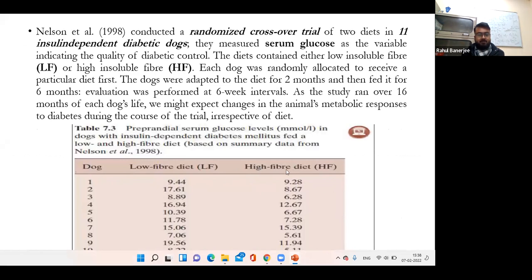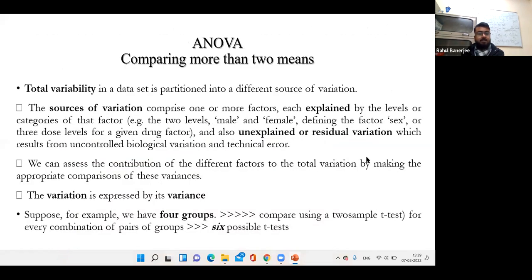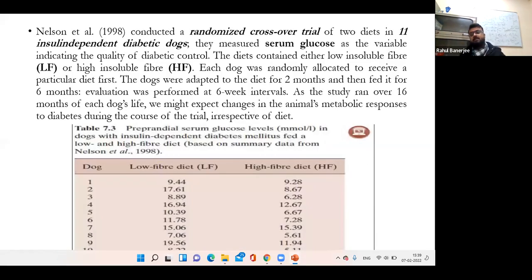a low fiber diet and a high fiber diet. For each of these 11 dogs, they gave 2 diets and then measured the serum glucose levels with insulin independent diabetes mellitus. First, they gave a low fiber diet and measured, then they gave a high fiber diet and measured. So you see here, the subjects are the same, only they are given different diets and then checked. In these kinds of situations, you can perform a before-after test or a paired t test.